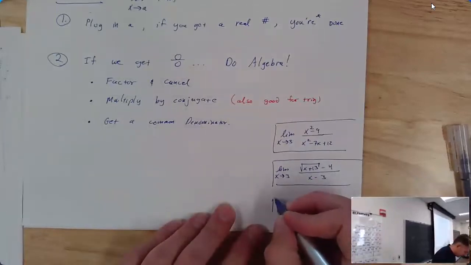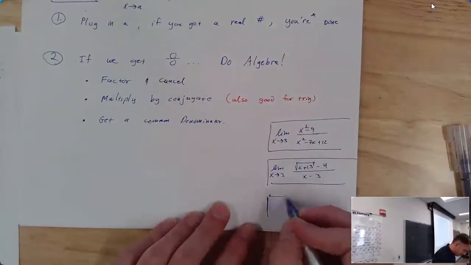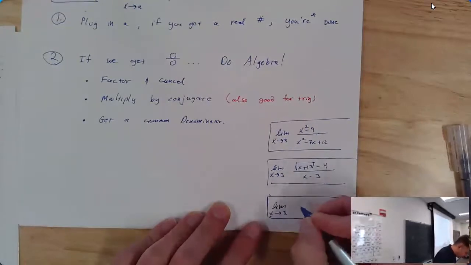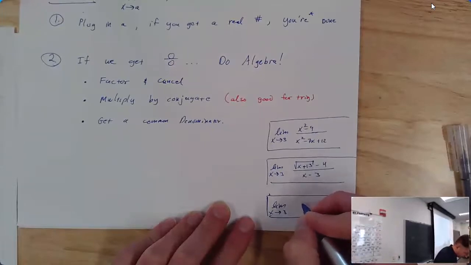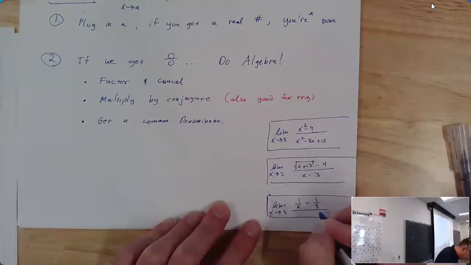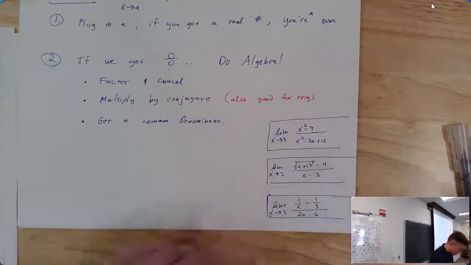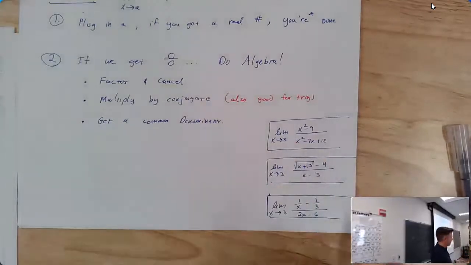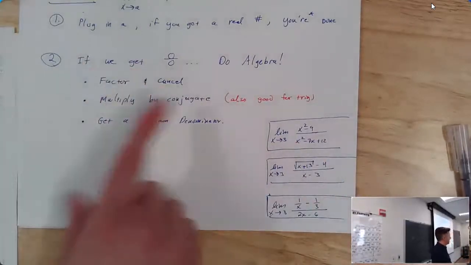And just to fulfill the list here, the third type is you have the limit as x approaches 3 of 1 over x minus 1/3 over 2x minus 6. There's another 0 over 0 type where you need to get a common denominator. That's what I mean with these 3 kinds of algebra things. When you see these sorts of limits that are 0 over 0, we typically go to this kind of stuff.